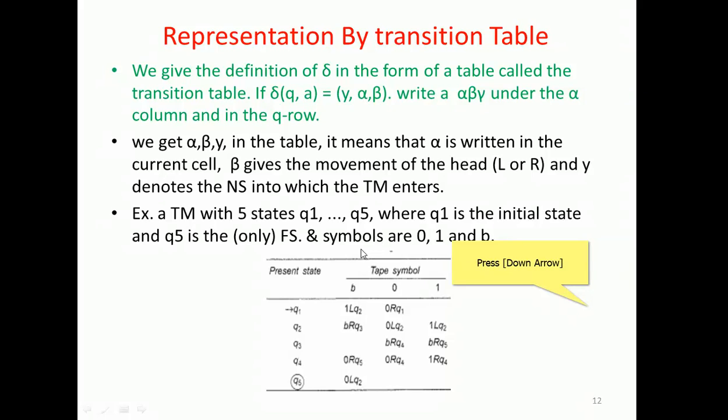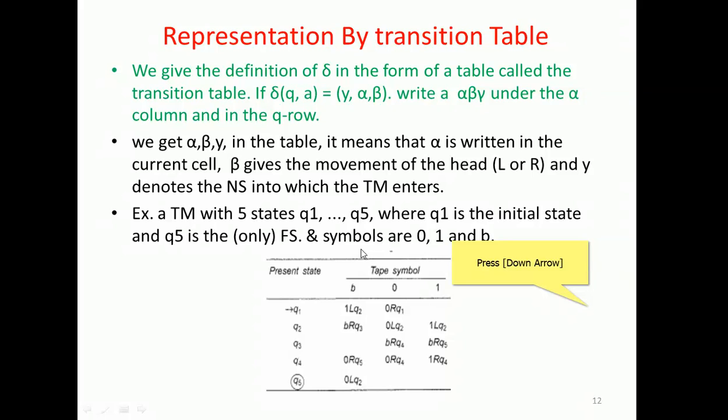Similarly 0, 0, L, Q2, that is, move towards the left side and remain in the same state. Similarly 1 will remain and move towards the left side, that is Q2. And next, in Q3 we have blank, B, R, Q4, so move towards the right side with the next state Q4. Similarly B, B, R, Q5, that is, blank will remain there, move towards the right side and go to the next state Q5.